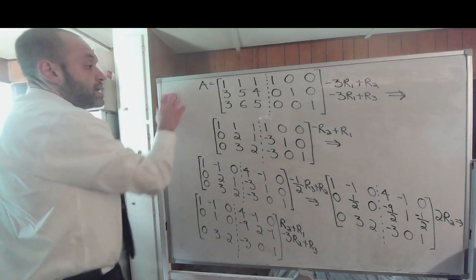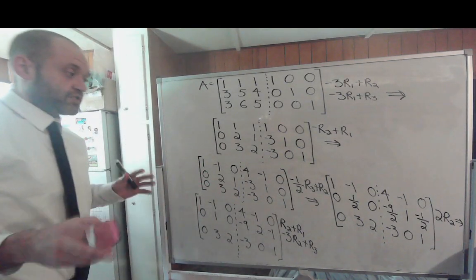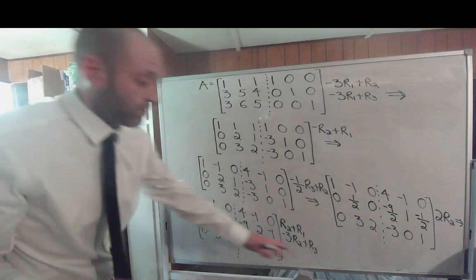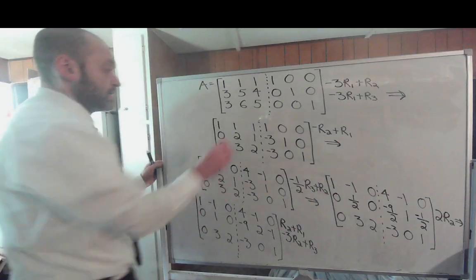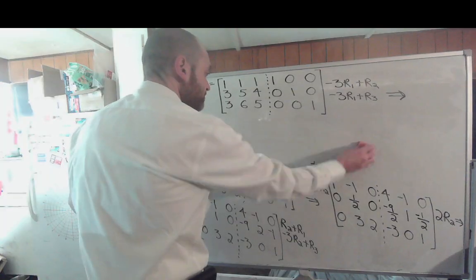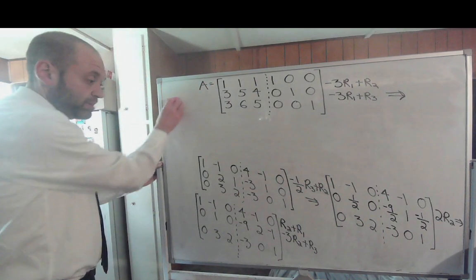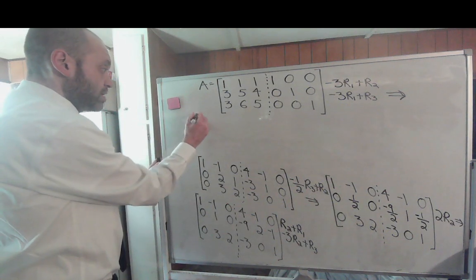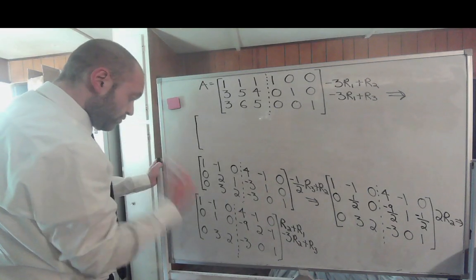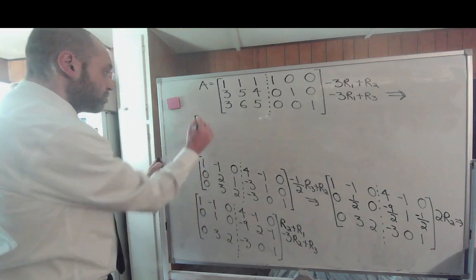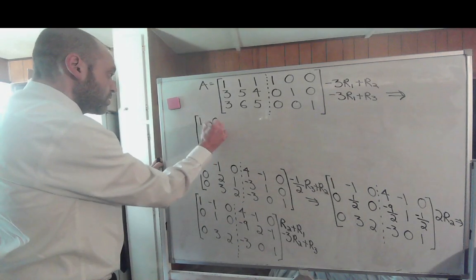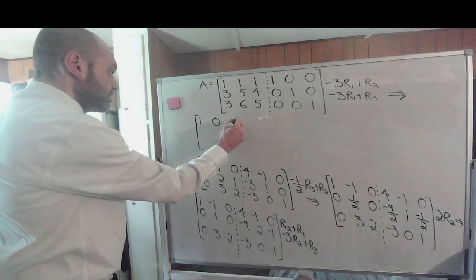Now, forgive me, I'm going to have to erase some of this, okay? Because I'm going to run out of room otherwise. So if you need this, rewind the video, feel free to go back, but I'm going to continue up here, okay? So let's see, row 2 plus row 1, so 0 plus 1 is 1, 1 minus 1 is 0, 0 plus 0 is 0.